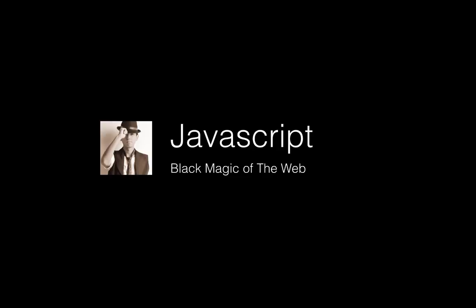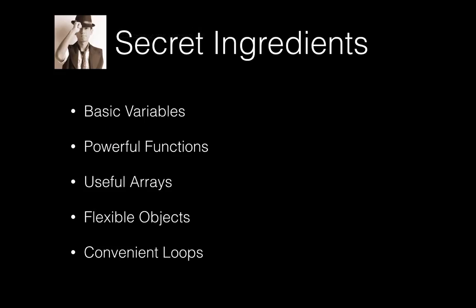Okay, let's get started. Here are some secret ingredients you need to know for JavaScript. First, we will look at basic variables, then powerful functions, useful arrays, flexible objects, and lastly, convenient loops.